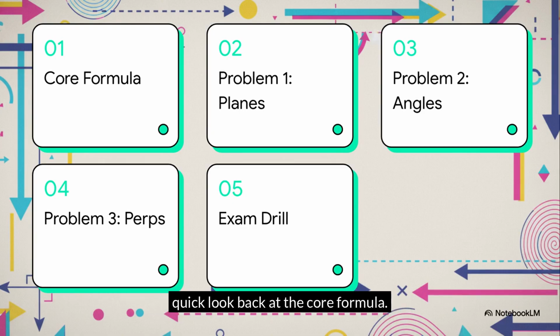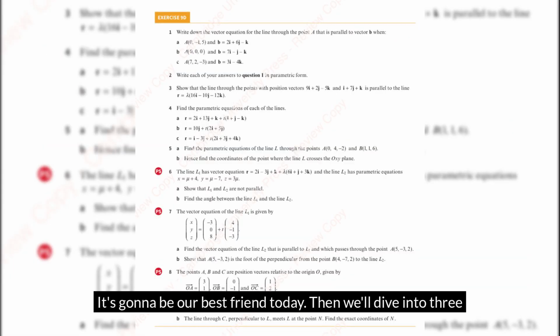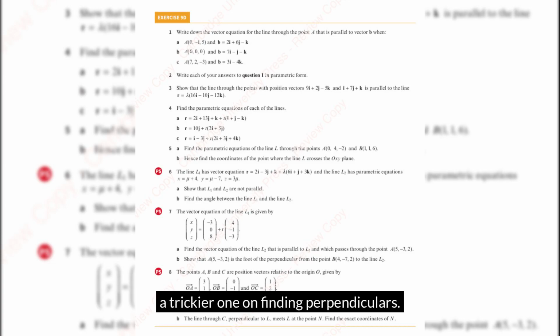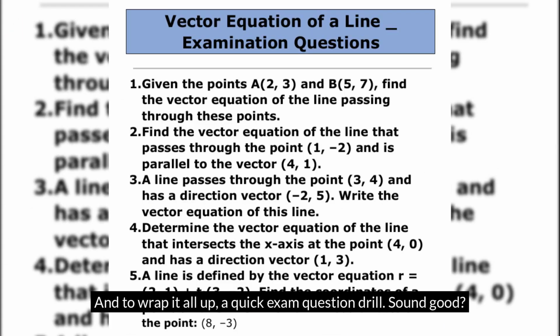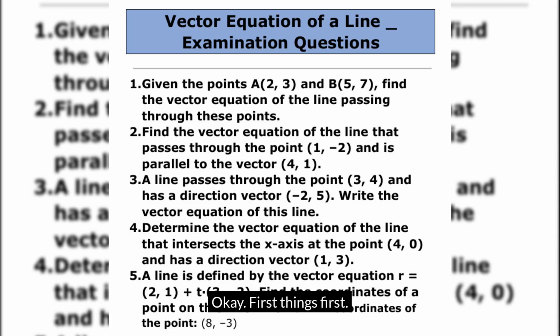So here's the game plan. First, a super quick look back at the core formula. It's going to be our best friend today. Then we'll dive into 3 pretty cool 3D problems. One about crossing planes, another about lines and angles, and a trickier one on finding perpendiculars. And to wrap it all up, a quick exam question drill. Sound good? Okay, first things first.